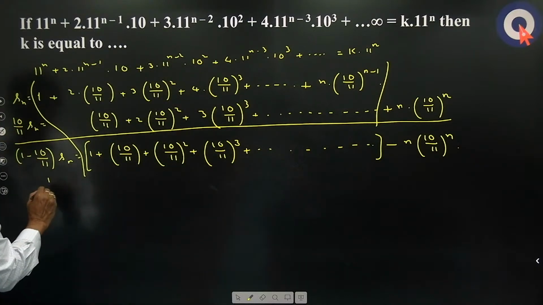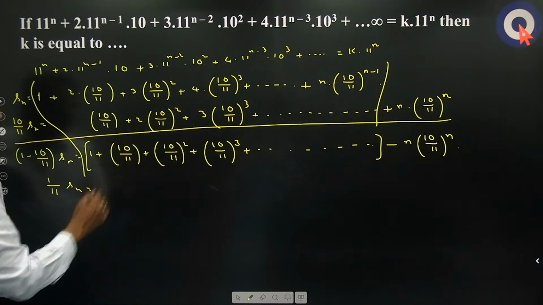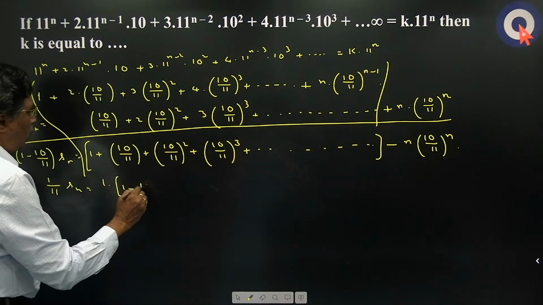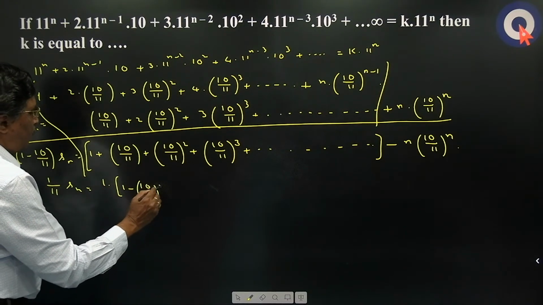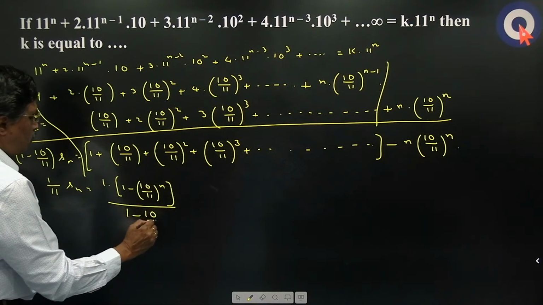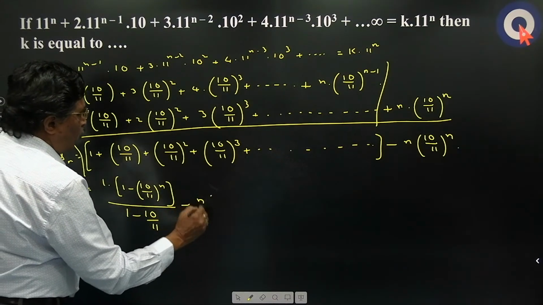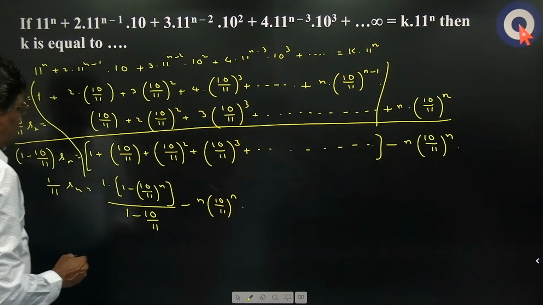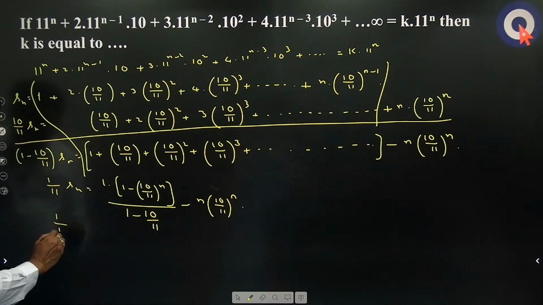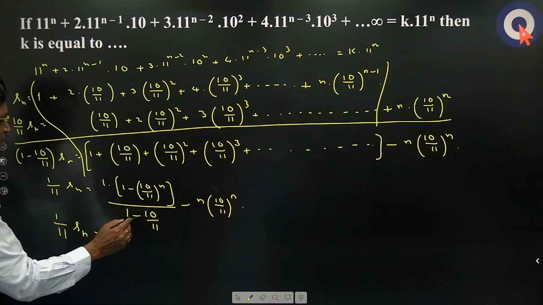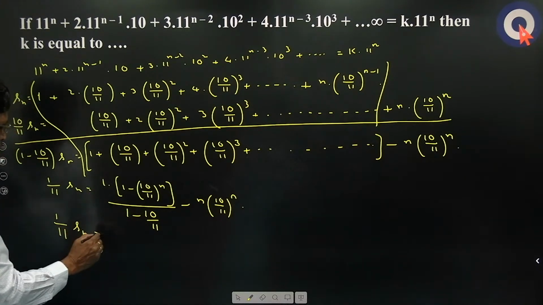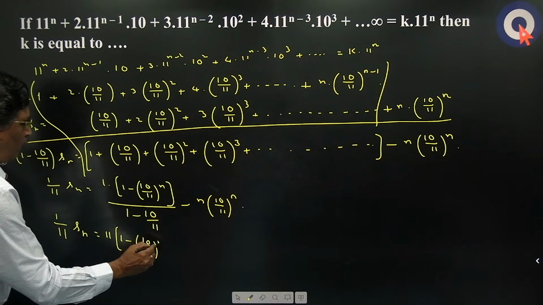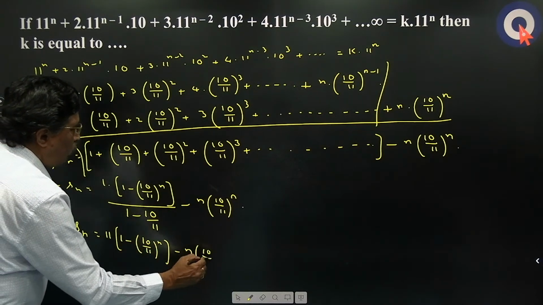So 11 minus 10 is 1 by 11, Sn is equal to, now it's a clean GP. So a into (1 minus r power n) by 1 minus r, where r is less than 1, minus n into (10/11) whole power n. So 1/11 Sn is equal to 11 times (1 minus (10/11) whole power n) minus n into (10/11) whole power n.